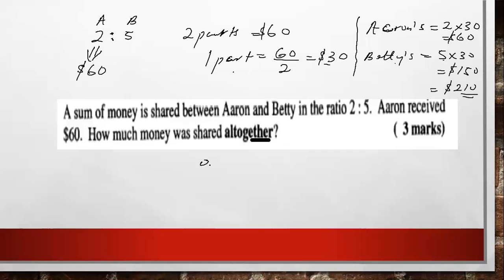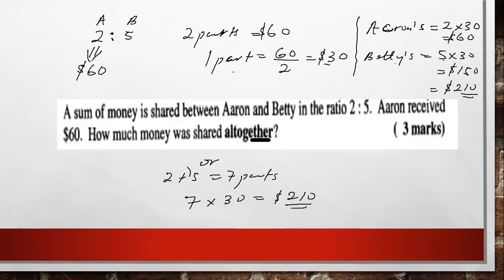Or when you finish, after you get your one part, you can say that the 2 plus the 5 will give you 7 parts, right? Bam, you know what is one part already. So if 2 plus 5 will give you what? The 7 parts, now you're going to say 7 times what? 7 times the 30, which will give you what? 210. Now, I prefer if you do Aaron's first and Betty's; when you do this, you can easily confuse yourself with the other ones. If you master what you are doing, then you can do it like this. But our advice is that you do it separately, then add.